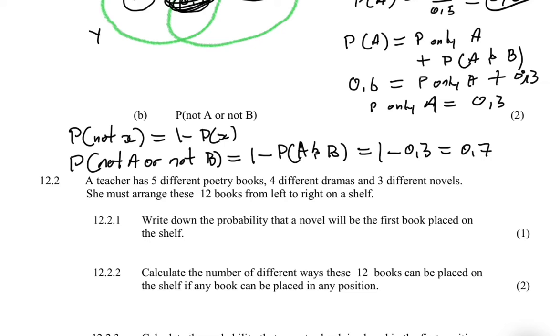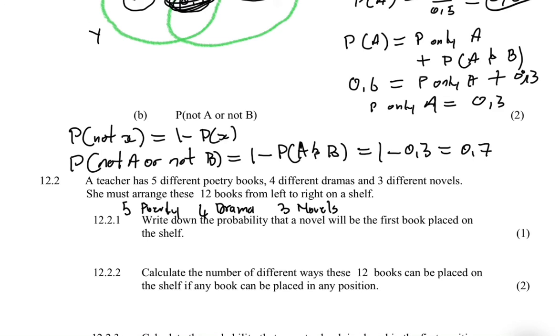Says a teacher has 5 different poetry books. So let me just write here 5 poetry, and then 4 different dramas. So let me just say 4 drama, and then 3 novels. So let me just write 3 novels here. And then she must arrange these 12 books from left to right on a shelf. Fine.